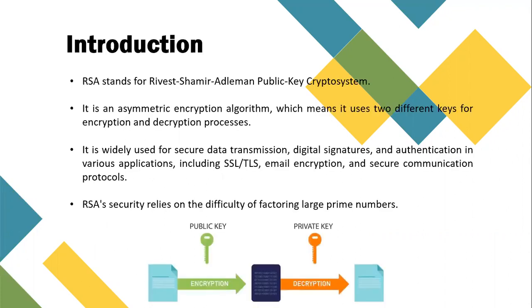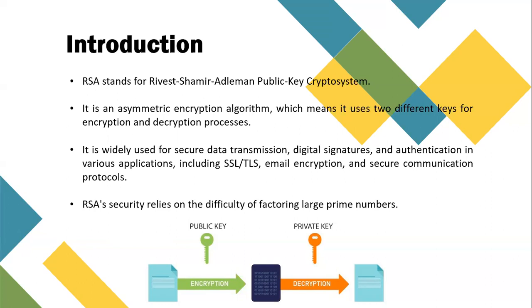Let's begin with the introduction. So RSA stands for Rivest Shamir Adleman public key crypto system. It is an asymmetric encryption algorithm, which means it uses two different keys for the encryption and decryption processes. Basically, there are two types of encryption algorithms: symmetric and asymmetric. I just described asymmetric, but in a symmetric encryption algorithm, a single key is used for both encryption and decryption.